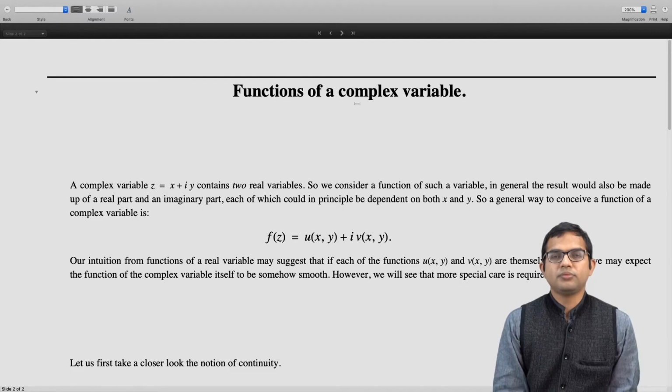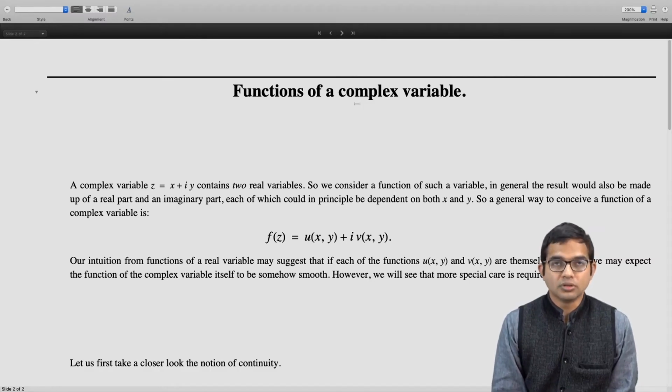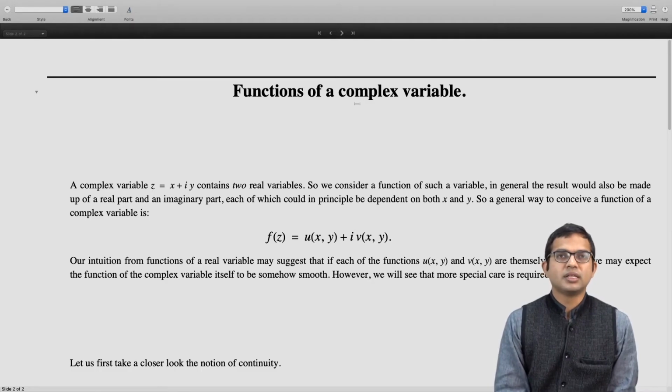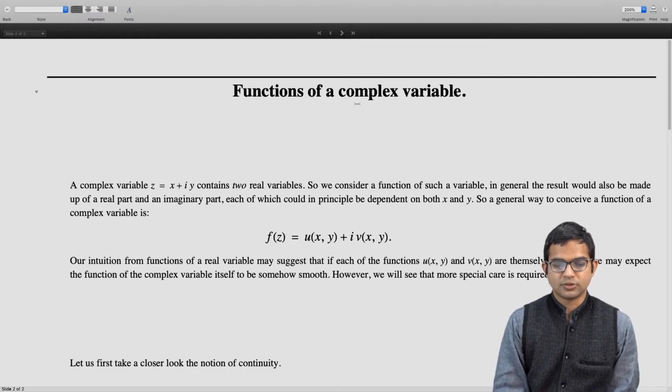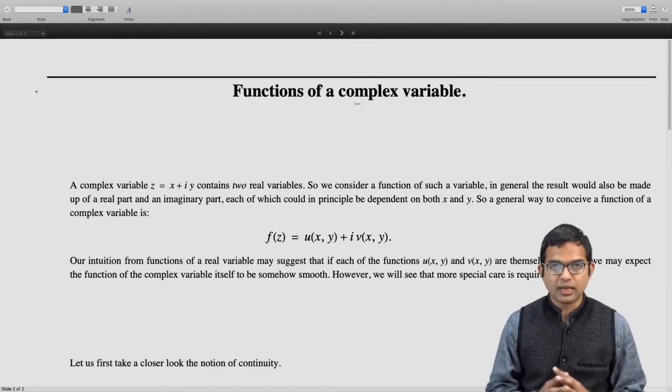So if u and v themselves are in some sense nice functions, we might expect that there is something smooth about the overall function f of z. But we will see that special care is required. You cannot simply put in any arbitrary u and any arbitrary v and expect that the function f of z is going to turn out with very nice properties which we care about for such functions. So let's analyze this carefully.